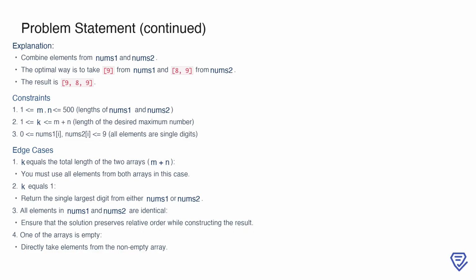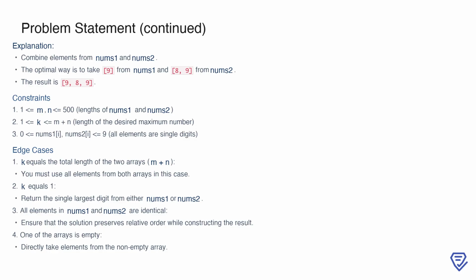In the third example, nums1 is 3, 9, nums2 is 8, 9, and k is 3. To construct the largest possible number of length 3, we choose the digit 9 from nums1 and the digits 8, 9 from nums2. This selection results in the maximum number 9, 8, 9. Notice that the relative order within nums1 and nums2 is maintained. In nums1, 9 appears after 3, and in nums2, 8 appears before 9. This example highlights how the solution can involve selecting a mix of elements in varying proportions from the two arrays to achieve the optimal result.